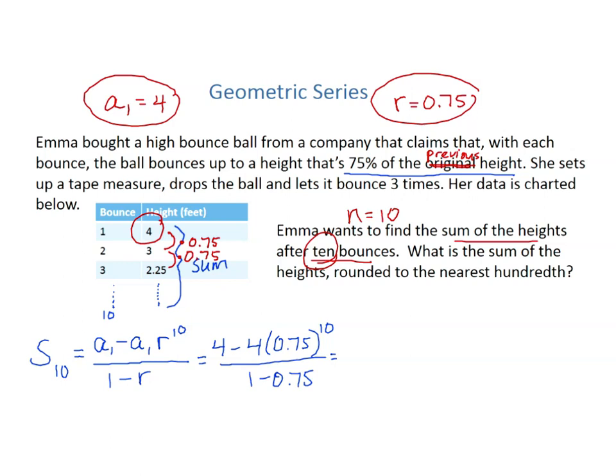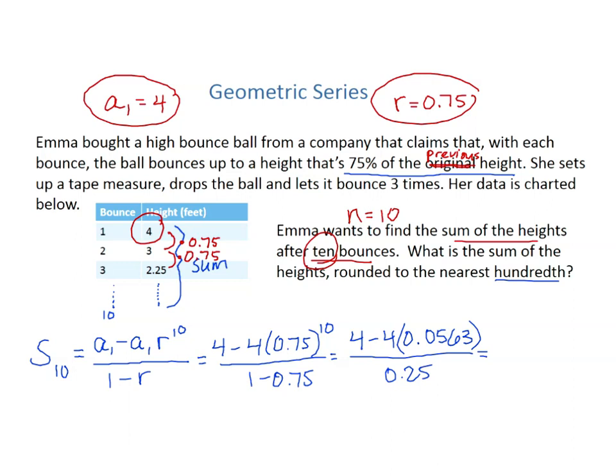And back to my calculator, 0.75 raised to the 10th is a really long decimal. So I'm going to, let's see, it says to round to the nearest hundredth, but I'm not going to round to the nearest hundredth till the end. So I'm going to round to the nearest thousandth for now. So I would have 4 minus 4 times 0.0563 all over 0.25.